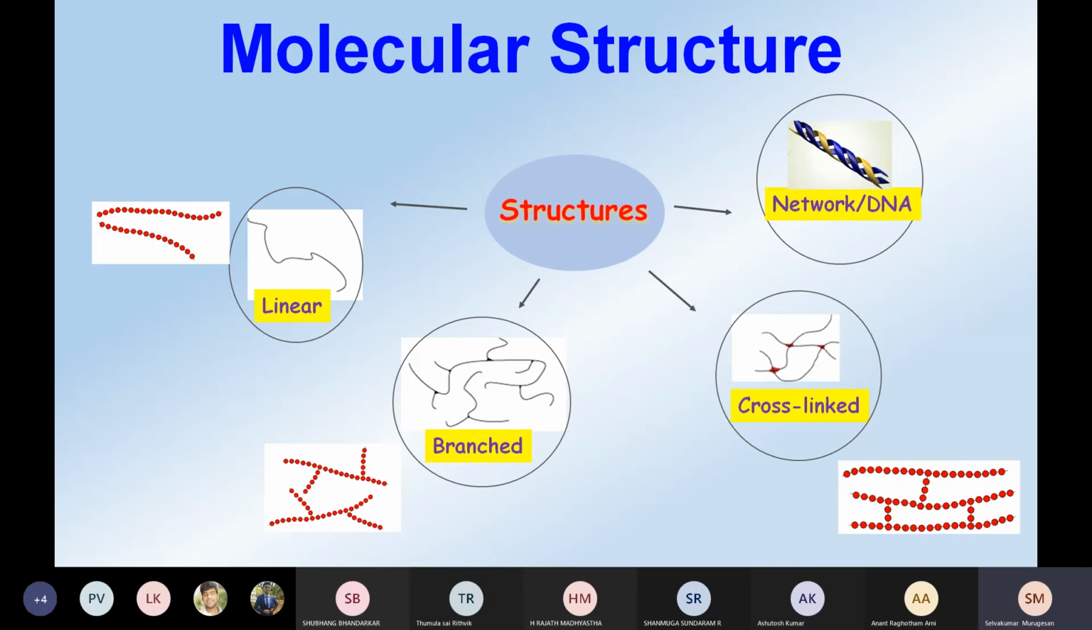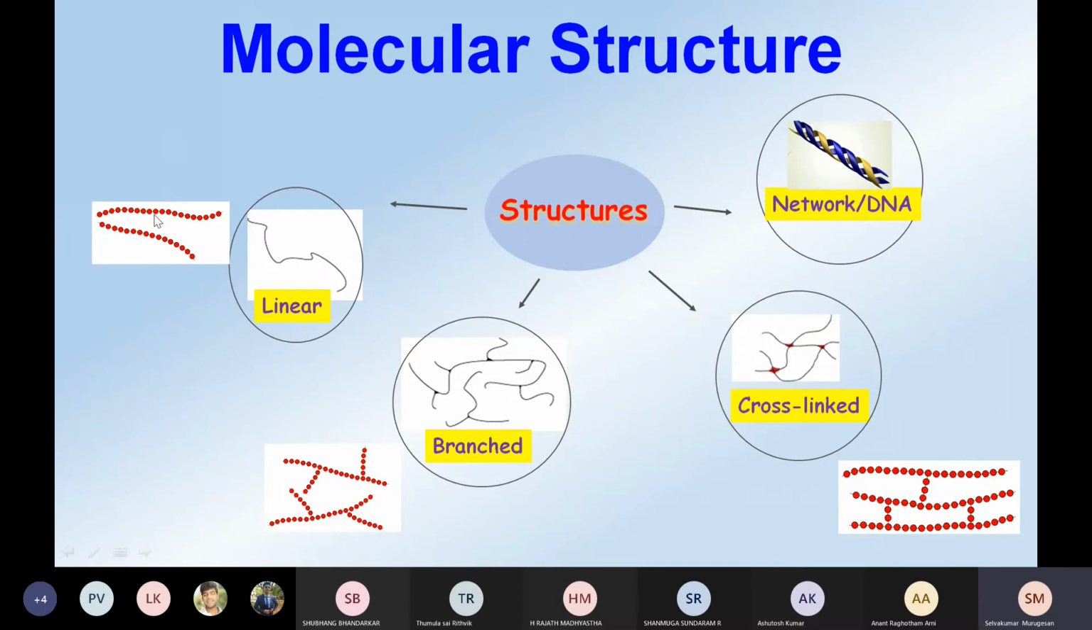So, the structure defines various properties. That is what I was telling in the content, studying the structure property relationship. So we'll see different case studies of structures and their properties. But nevertheless, we try to cover some fundamentals like what is linear, what is branched, what is network, and what is cross-linked structure. Of course, linear means the polymer chains which are completely straight.